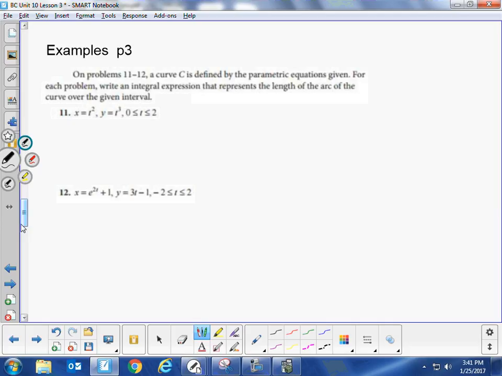Again, you won't have to create the formula, but it might help if you think of your infinite sums of your Pythagorean theorem, dx squared plus dy squared. And then you think, okay, for parametrics, I want dt. So that's why it's dx over dt squared and dy over dt squared. Maybe that helps you. Maybe not.